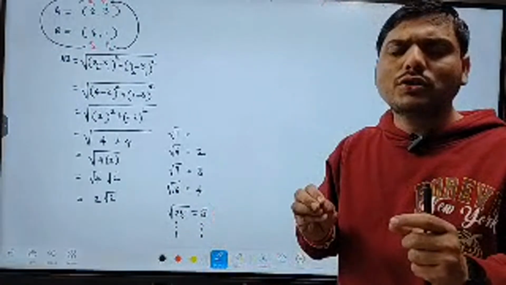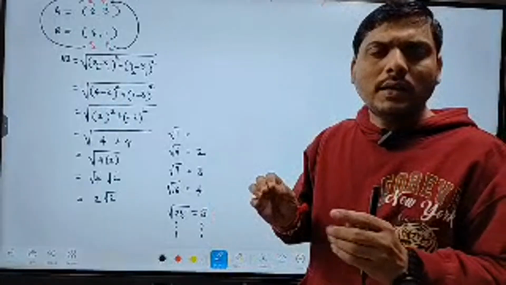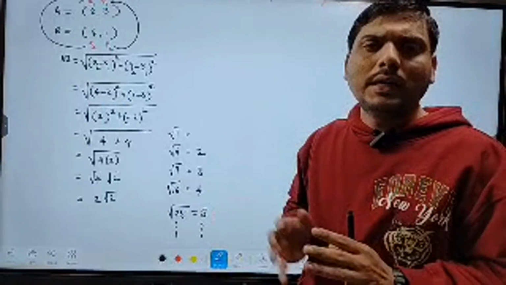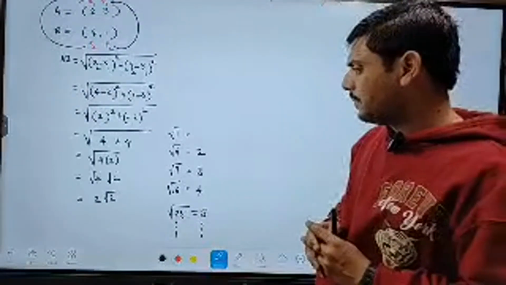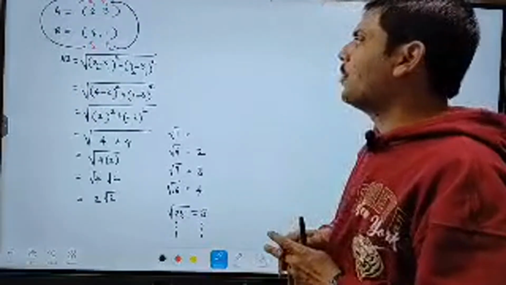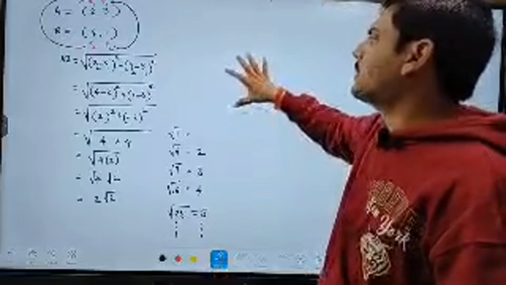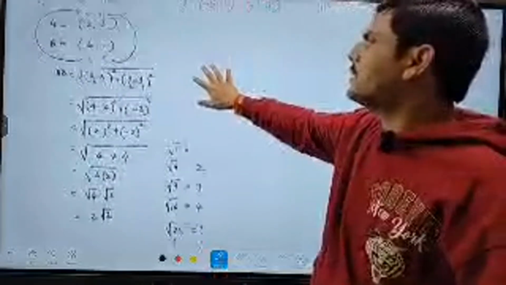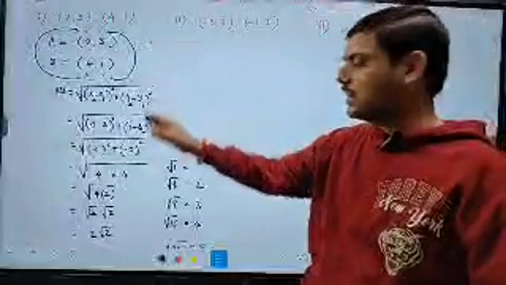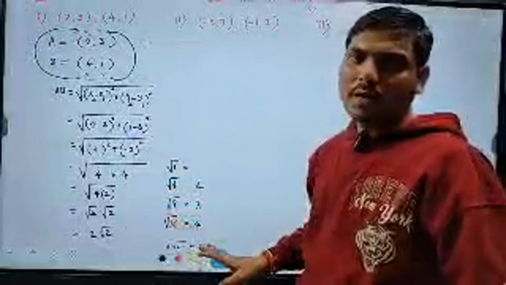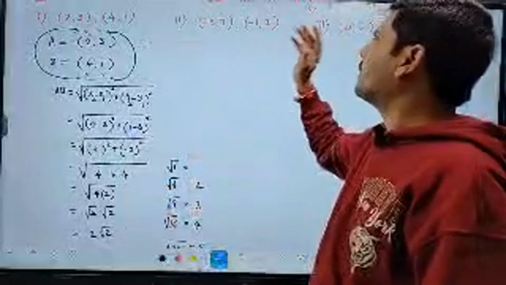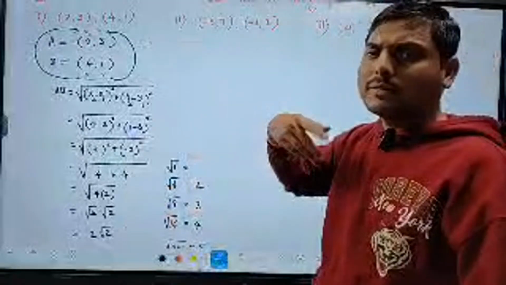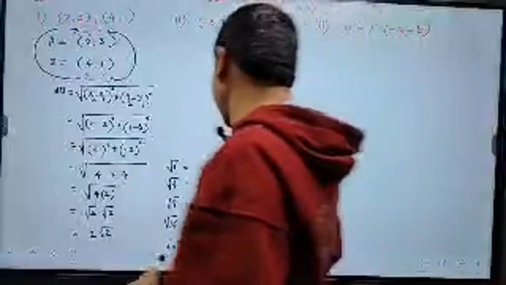This is a very important concept at 10th class level and up to intermediate level also. Okay, remember that concept. Students, our final concept is distance between two points. Distance between the two points (2, 3) and (4, 1) is 2 times root 2. Similarly, with another two points, the second problem, I will explain that concept also. Listen carefully.